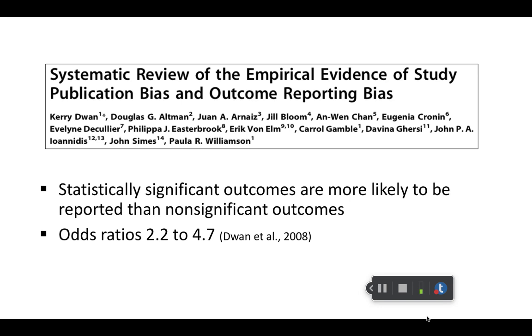So this is a study, a systematic review of the empirical evidence of publication bias and outcome reporting bias, a study published by Dwan and colleagues in 2008 that shows that statistically significant outcomes are more likely to be reported than equally valid but not significant outcomes. And here the odds of being reported are between 2 and 5 times greater for statistically significant results than non-significant results.